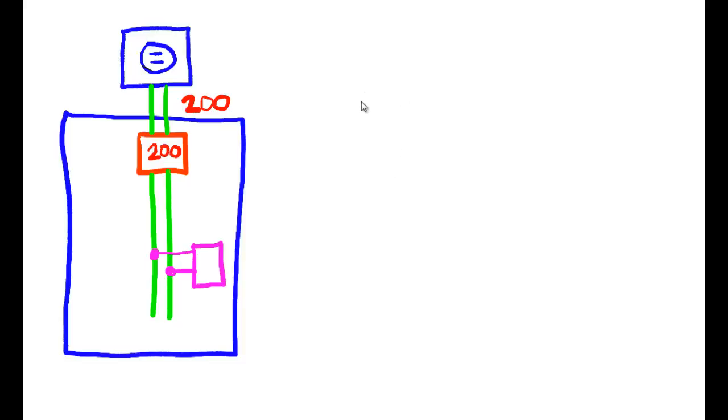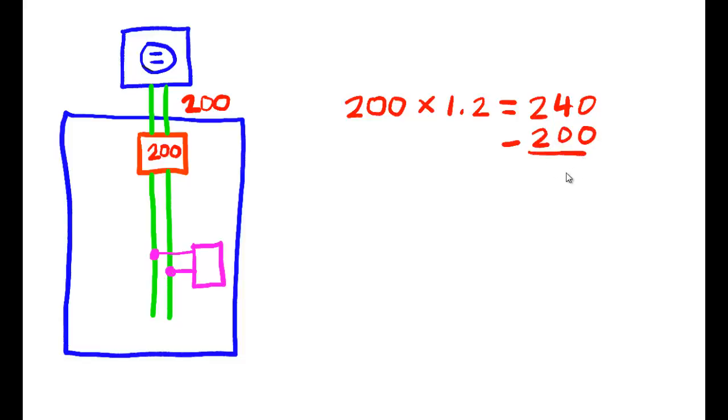Alright, so just as before, we take the rating of the service and we multiply by 1.2. In this case, that gives us 240. We then subtract the rating of the main breaker, which is 200. That gives us 40 amps available for solar.